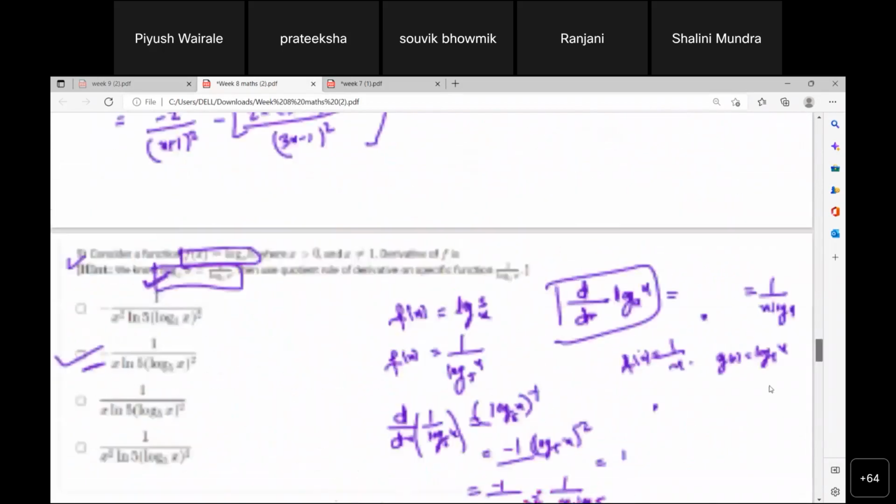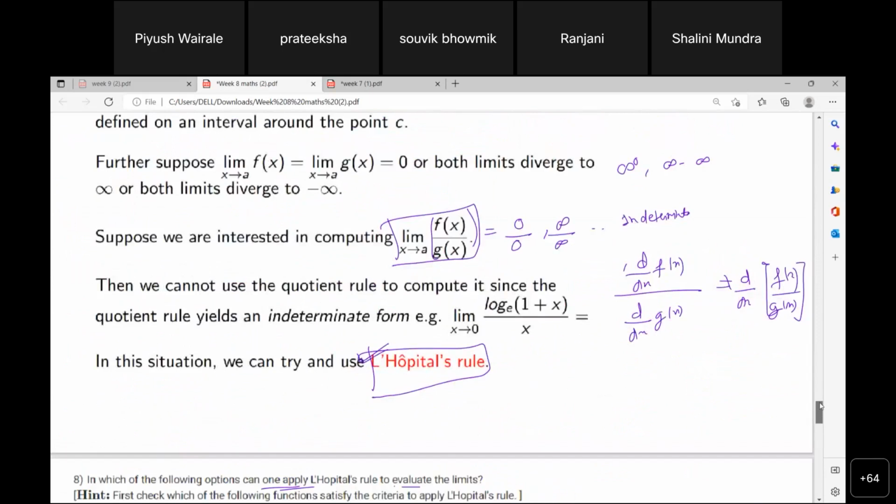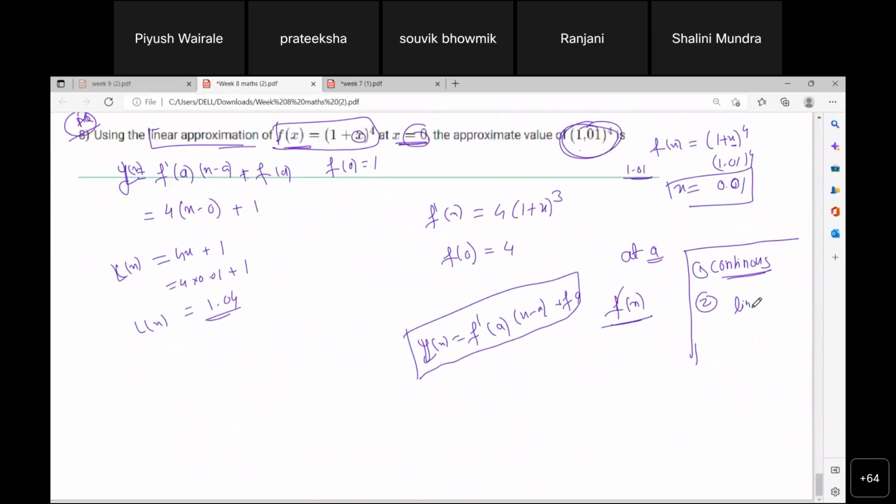So this completes week 8. The main important part in week 8 is continuous functions, continuity. Whether the function is continuous or not, or you can expect a question from limits or L'Hospital's rule. You can go to the slides also.